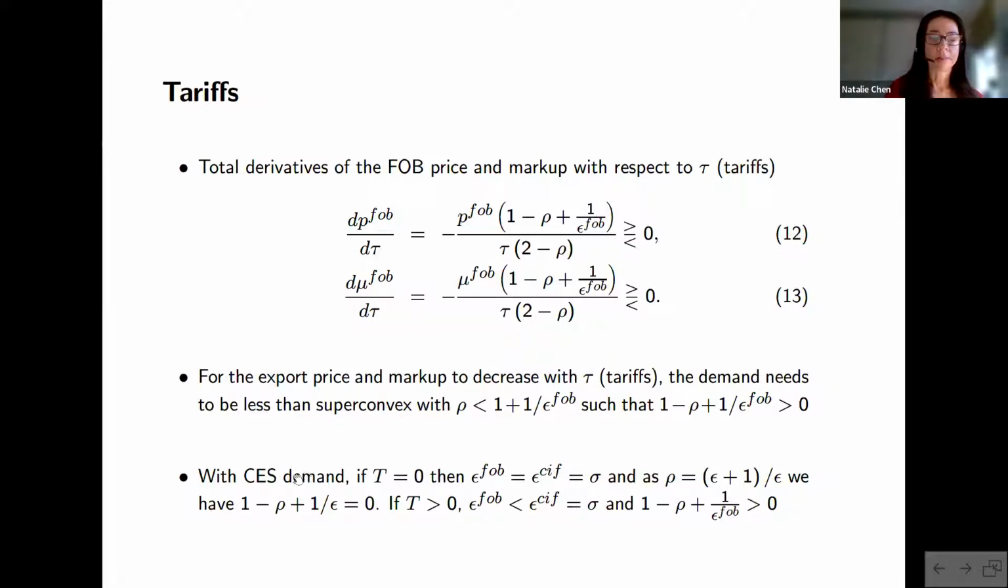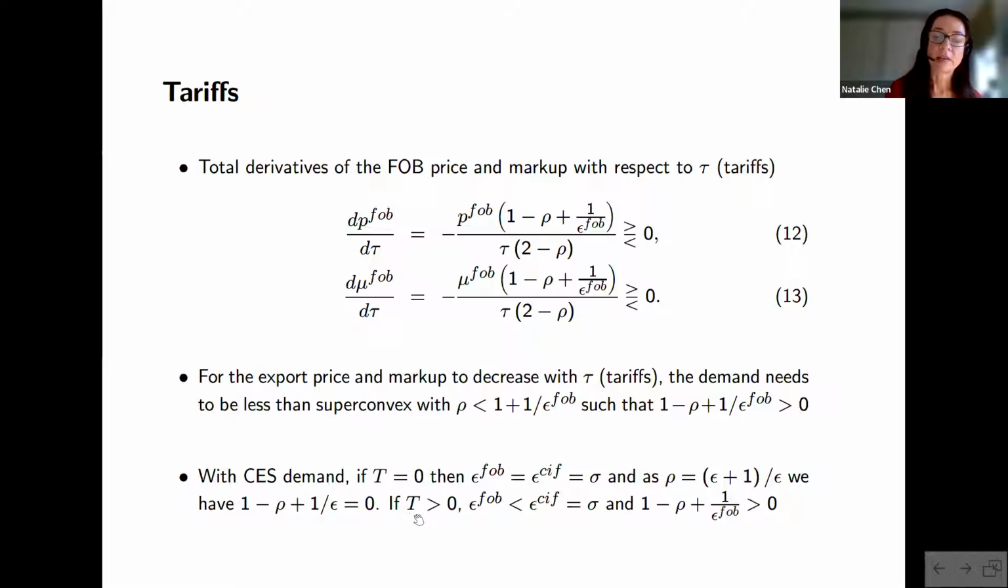Just one note here, what we can show is that CES demand predicts constant markups. So when we have no per unit cost in the model, with CES, the elasticity of demand to the FOB and CIF prices are equal, and they're both equal to the elasticity of substitution. Now, the demand manifold for the CES function is given by this expression here, and this implies that if we have no per unit cost, the two expressions here are going to be equal to 0. So the ad valorem cost will have no effect on prices and markups.